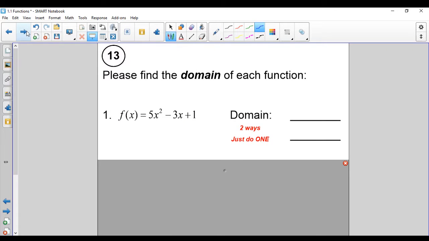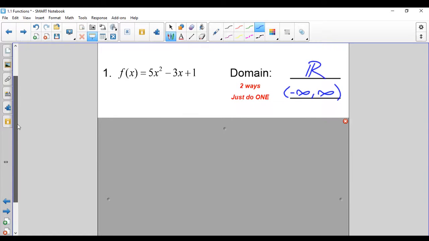So to start us out, know your function families. This one's a quadratic. So domain is all real numbers. There's the symbol for all real numbers. That's one way you can write it. All real numbers in interval notation can also be expressed as this, -infinity to infinity. Pick one of those ways. Don't write both. You can if you want. Pick one, stick with it. All right. Next one.